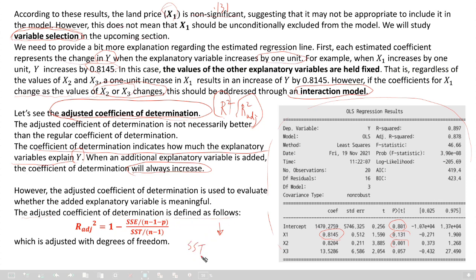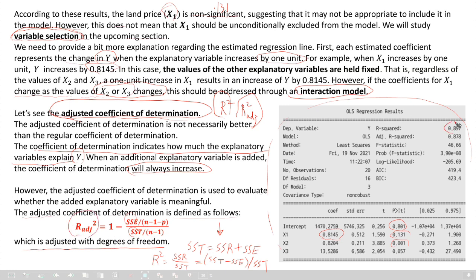The adjusted coefficient of determination is defined as follows, like this. You understand SST equal to SSR plus SSE, okay? So what is R square? R square is SSR over SST. That means SST minus SSE over SST, right? So 1 minus SSE over SST is R square. But we adjust these sums of squares with their degrees of freedom, like this. But it works. Okay, let's see.